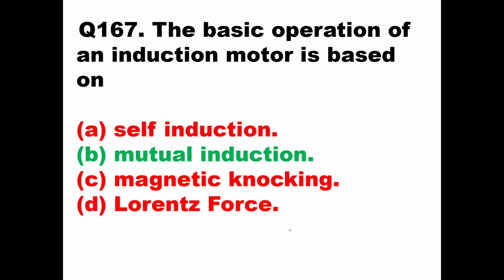The basic operation of an induction motor is based on mutual induction, because in a magnetic field you are putting a conductor which can rotate, because current will start flowing through it, alternating current will start flowing through it, and that will produce a magnetic field that will interact with the original magnetic field, and the rotor will start rotating. So it is a basic case of mutual induction. Then we'll go to the next question.